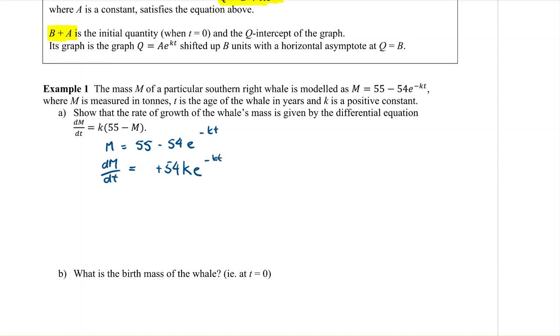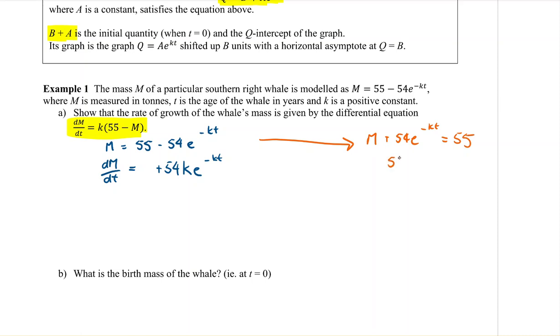Remember that the power of that exponential never goes down. It always stays the same. Okay, so I have differentiated it, but it doesn't quite look the way it's meant to look yet. I need to try and get it like this. So what we need to do is take what m is equal to, and I'm going to do it over here on the side. I'm going to take that m equation and get the 54e to the minus kt part by itself. So I'm going to add the 54e to the minus kt across to the same side as the m. That would be equal to 55.